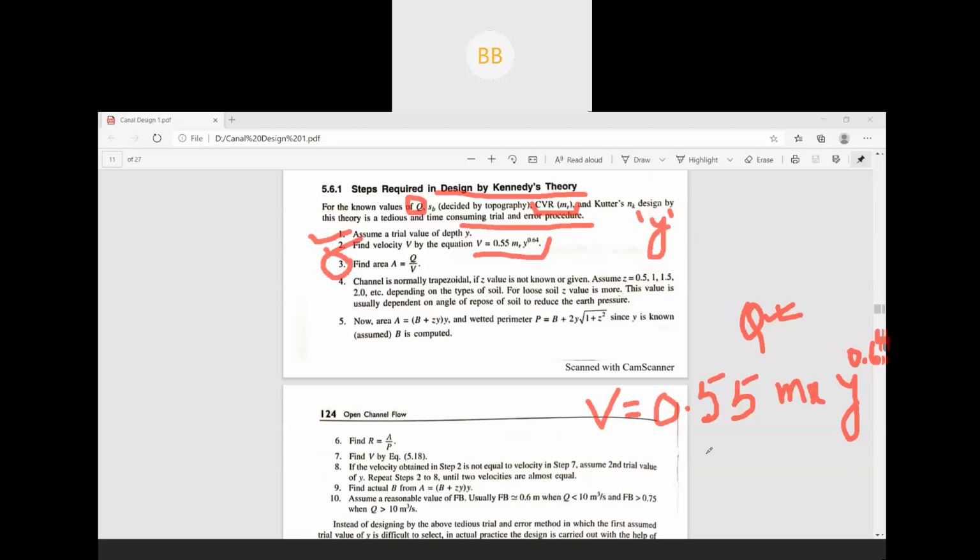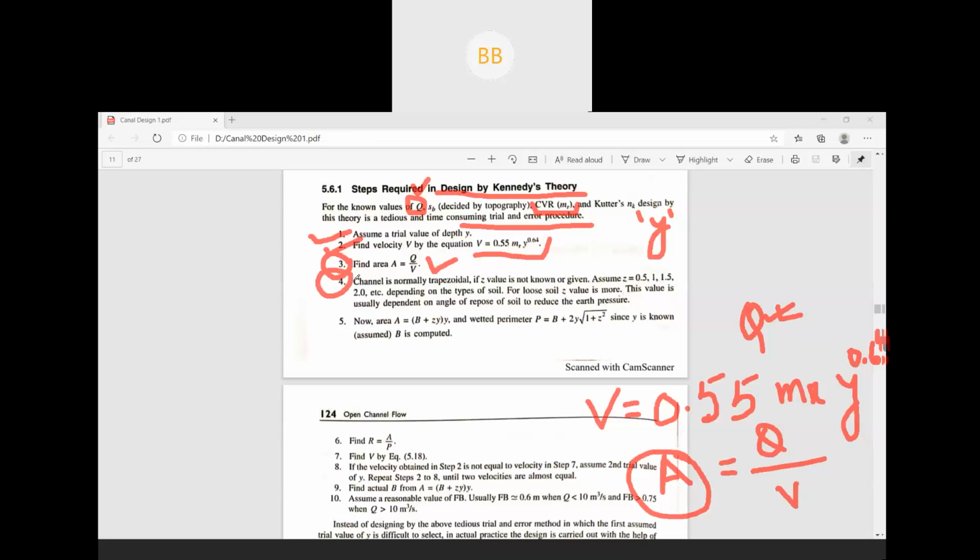In step three, you have to find out the area. So discharge is known to you. Discharge is already known to you, and velocity we have calculated in step number two. So from step number two, you can find out the area. That is your third step. Then we move on to the next step, that is number four.